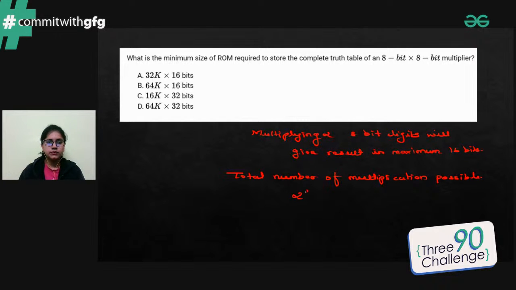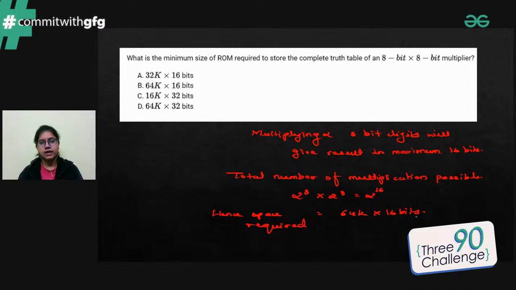it will be 2 to the power 8 into 2 to the power 8, which is 2 to the power 16. And how can we write this? Hence the space required will be 64K into 16 bits. Okay, 64K into 16 bits. So this is how it will be.